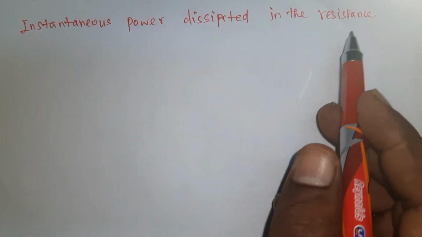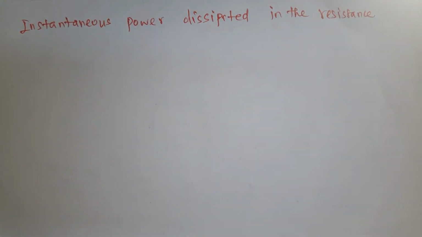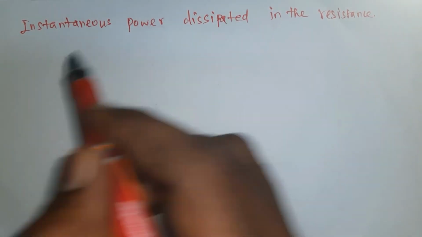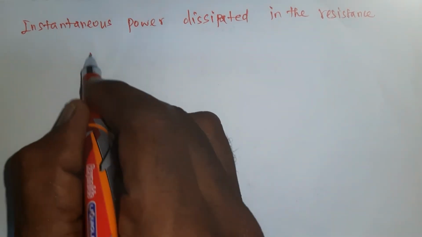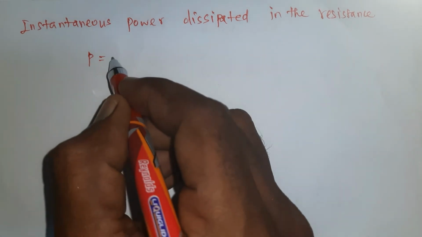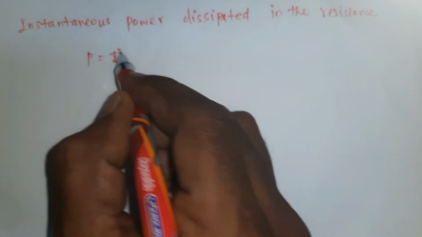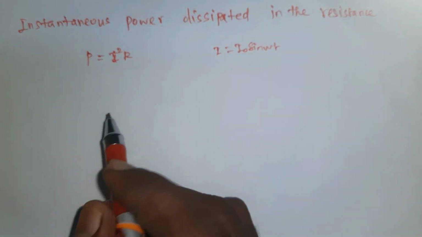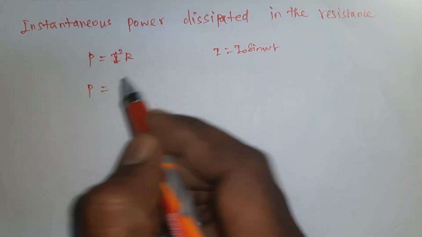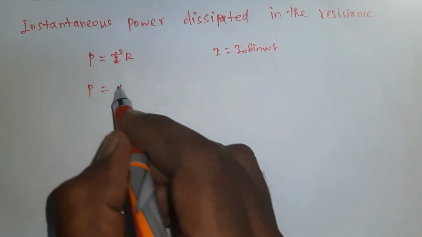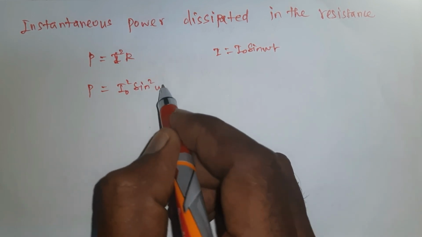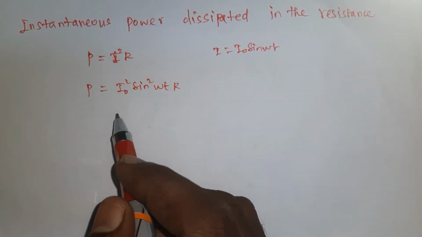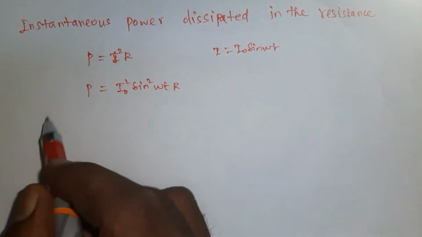Instantaneous power dissipated in the resistance. When the resistor is connected to AC, there will be power dissipation. That power dissipation we are going to find out. Power, the basic formula, P is equal to I squared R, where I is equal to I naught sine omega t. If you substitute the I value in this equation, we get I naught squared sine squared omega t into R. This is the instantaneous power.